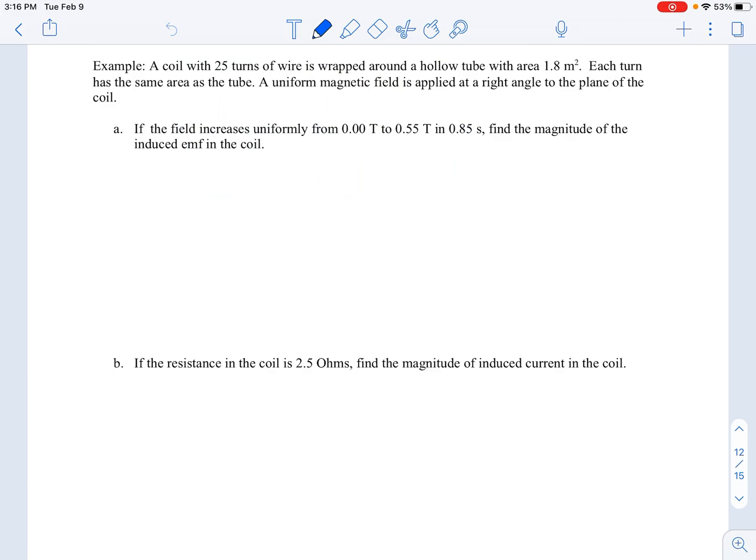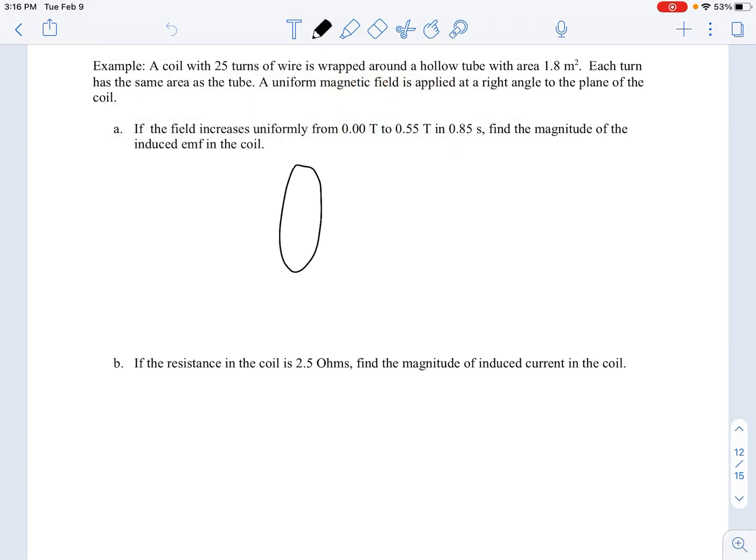A coil with 25 turns of wire is wrapped around a hollow tube with an area of 1.8 meters squared. That's quite large. Each turn has the same area as the tube. A uniform magnetic field is applied at a right angle to the plane of the coil. If the field increases uniformly from 0 Tesla to 0.55 Tesla in 0.85 seconds, find the magnitude of the induced EMF in the coil. Okay, so the situation here, let's see if I can try to draw this.